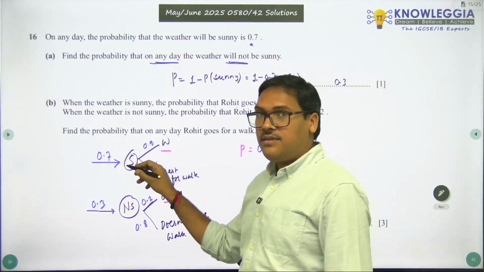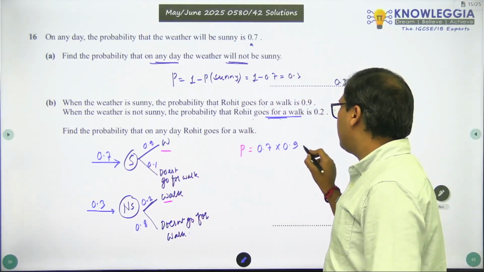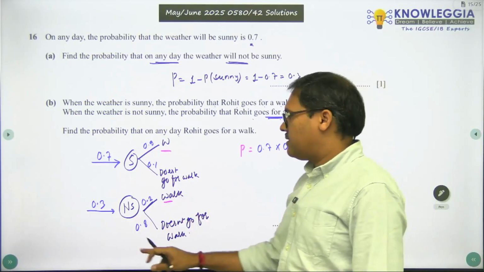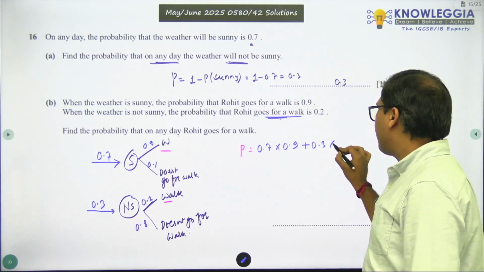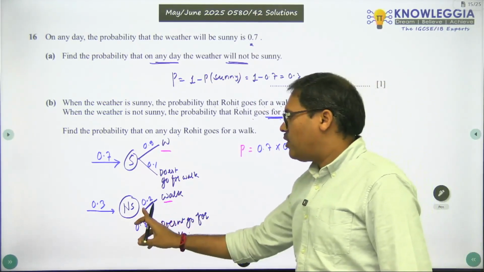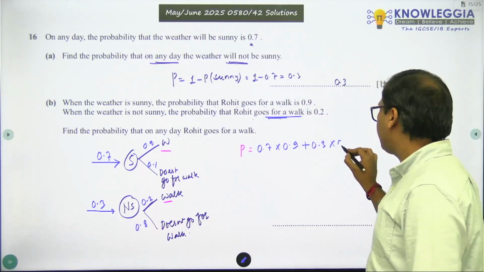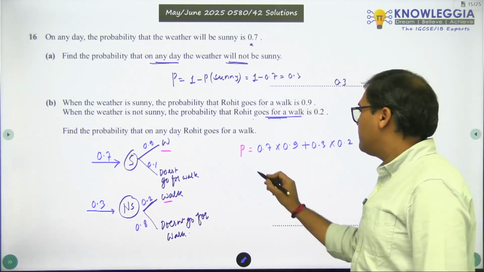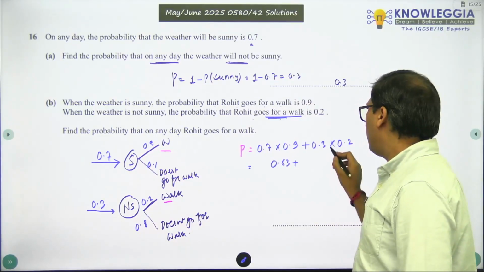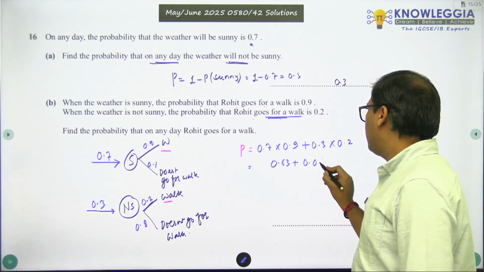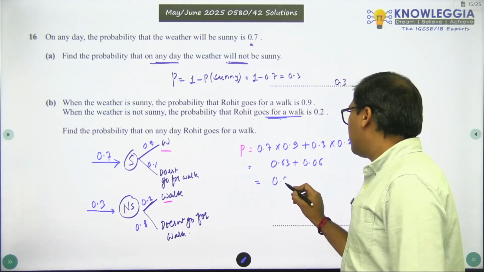And if the weather is sunny, Rohit goes for a walk. What is the probability? This is 0.9, plus this case: the weather is not sunny, that is 0.3, multiplied with the probability that Rohit goes for a walk, which is 0.2. So this is 0.63. And this is 0.06. So what is this? This is 0.69.